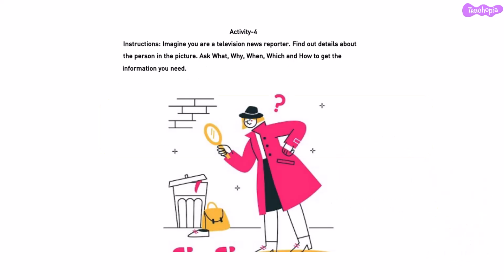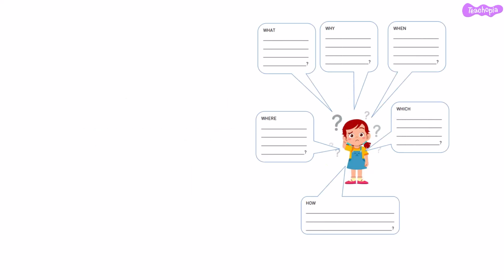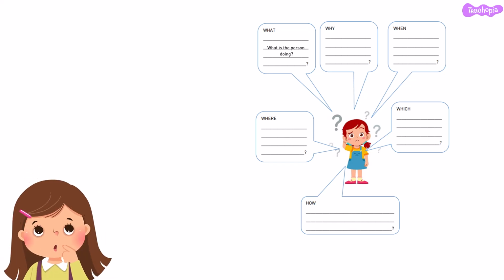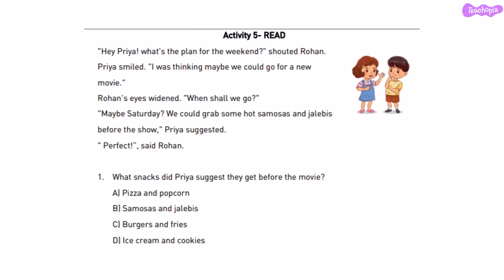Here, the instructions are to imagine that learners are television news reporters. They must look at the picture given below and find details about the person in the picture. There are hints given below the picture about the person in the picture to help learners understand more about the person. Below the hints are different dialog boxes for each type of question. Learners can think about the person in the picture and answer each of these questions to help them get information. Next, we have activity 5.